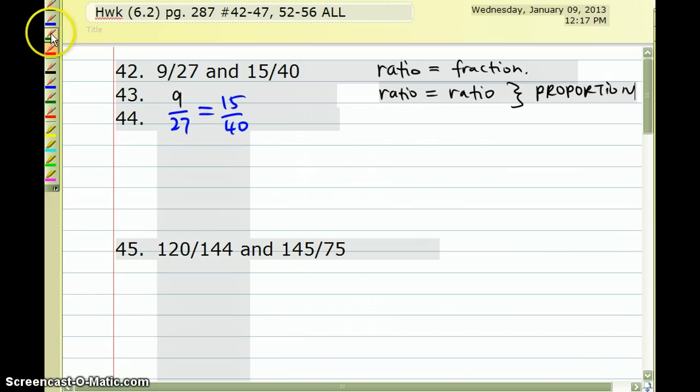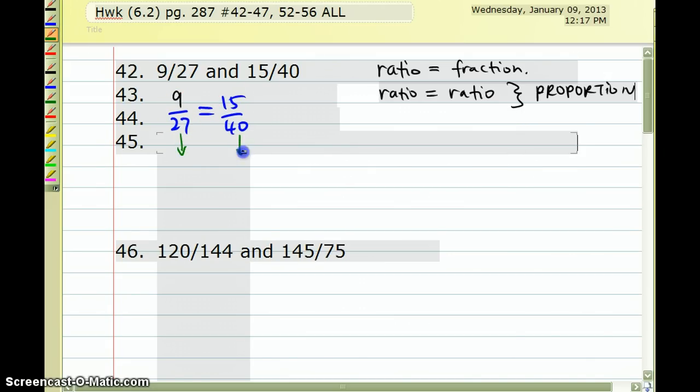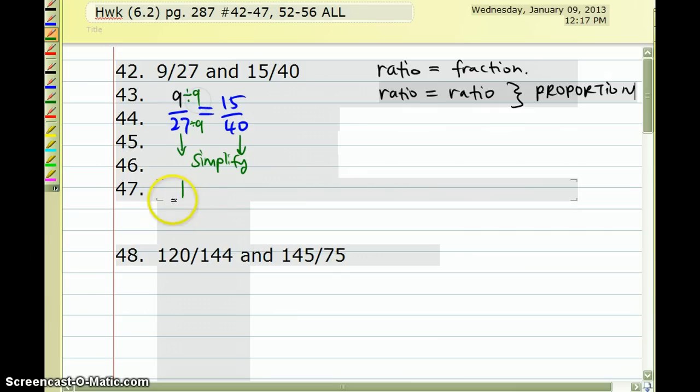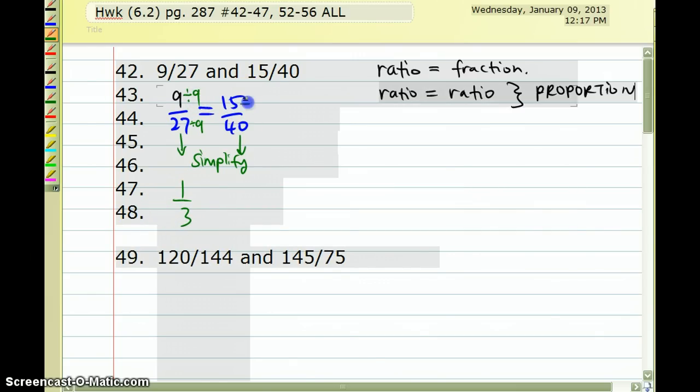Now I like to always look at it first as each fraction. I like to always simplify. If the numbers are smaller, then I'm able to do a quicker comparison, and they're easier to compare. So here I'm going to simplify 9 and 27 both by dividing by 9, giving me 1/3. If I divide 15 and 40 both by 5, I get 3 over 8.